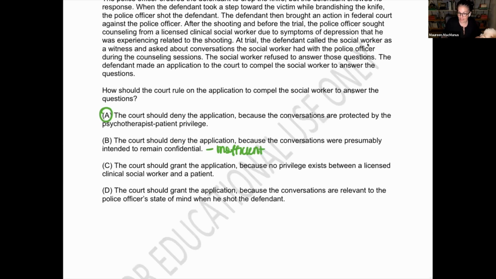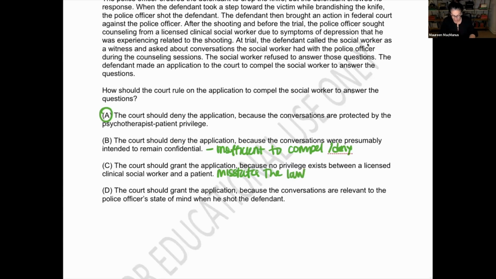Yeah, a social worker is a therapist. Yeah, LCSW. All right, so this is insufficient to compel or deny. C, the court should grant the application because no privilege exists between a licensed clinical social worker and a patient. This misstates the law. I thought this was tricky because it said social worker, and they're using that term intentionally. They're not just saying psychotherapist. So you need to have that knowledge.